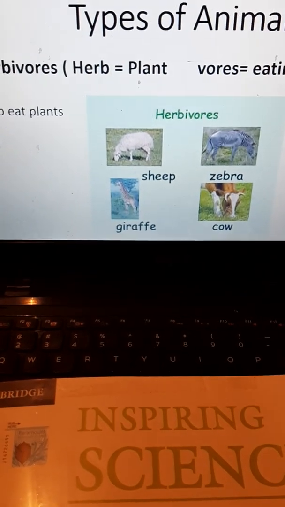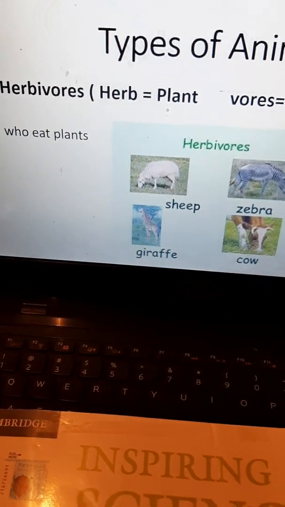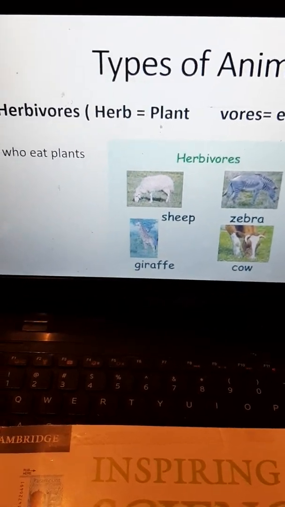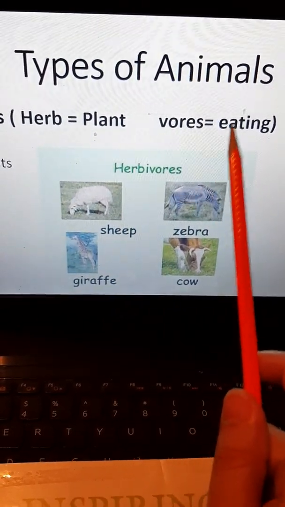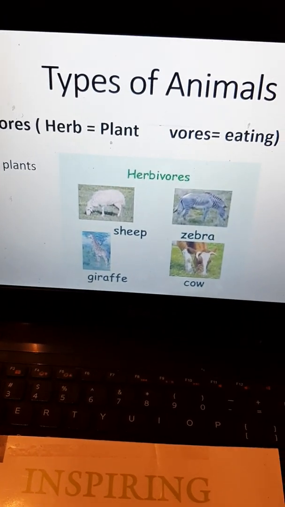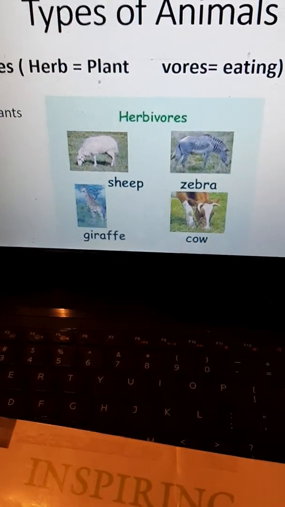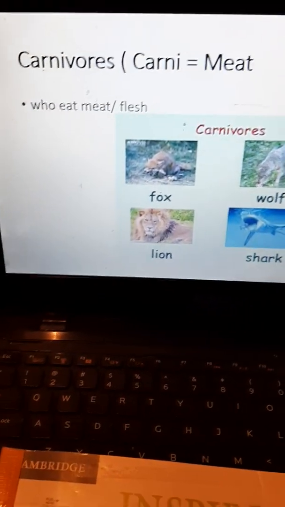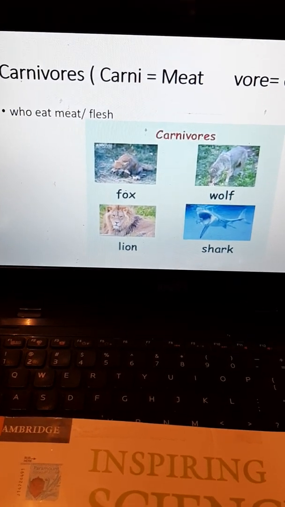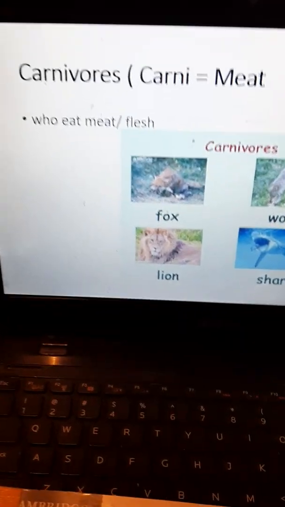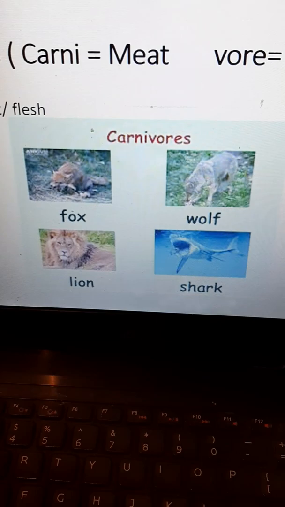Here let's discuss the types of animals, how they eat different kinds of food. It depends on their eating habit, on what they eat. The first type of animal is the herbivores. If we divide this word, herb means plant, and vores means eating, so plant eating animals who eat plants. Examples are sheep, zebra, giraffe and cow. Next is the carnivores. What does carne mean? Carne means meat. So meat eating animals or flesh eating animals are called the carnivores. Examples are fox, wolf, lion and shark.